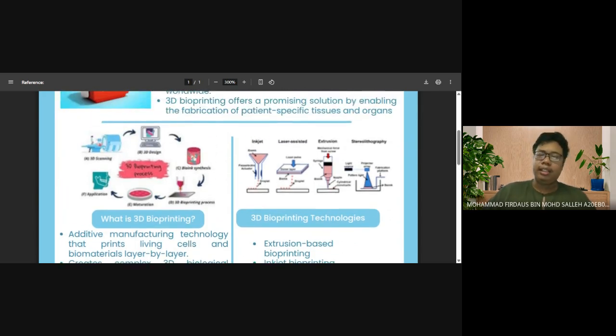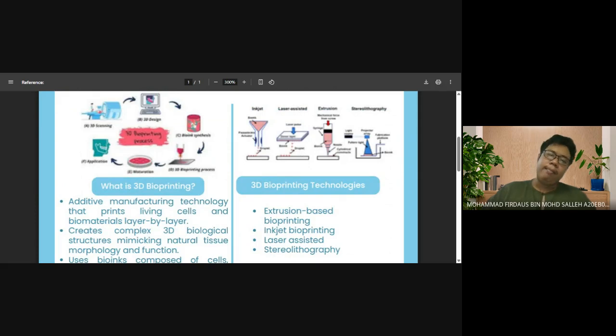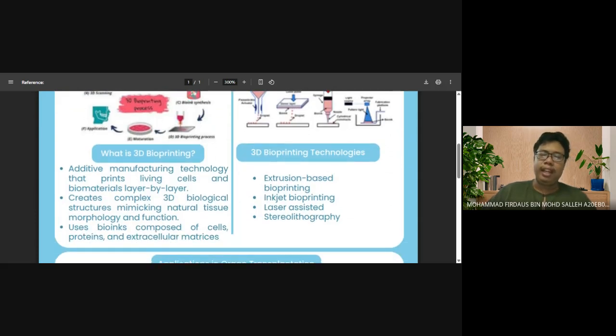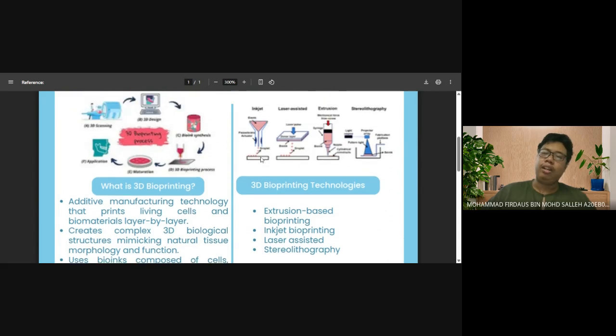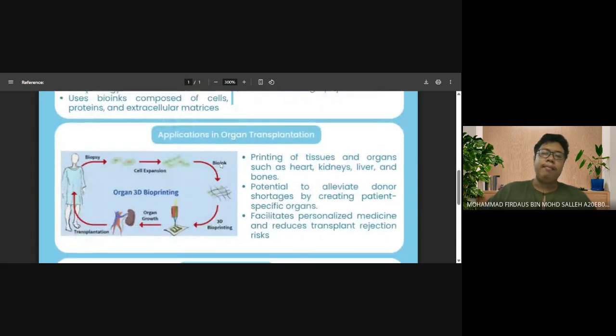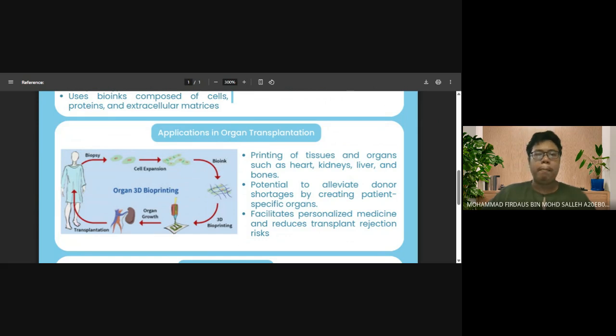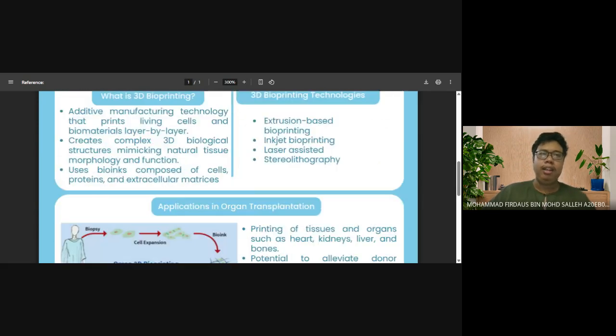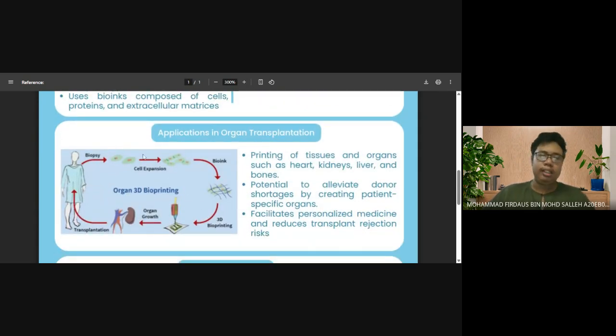The next one is the 3D bioprinting technologies. We have extrusion-based bioprinting, inkjet bioprinting, laser-assisted, and stereolithography. All of them have different functions and different applications as well. Now let's go into the main topic. That was the introduction to what 3D bioprinting is. This is the main part related to my topic, which is organ transplantation.